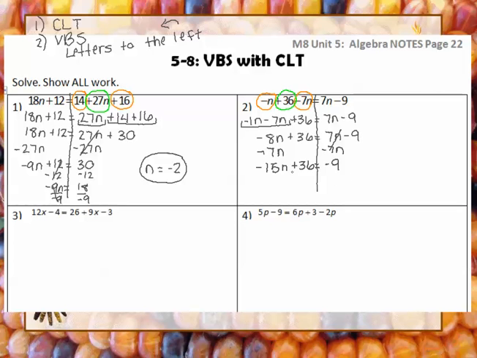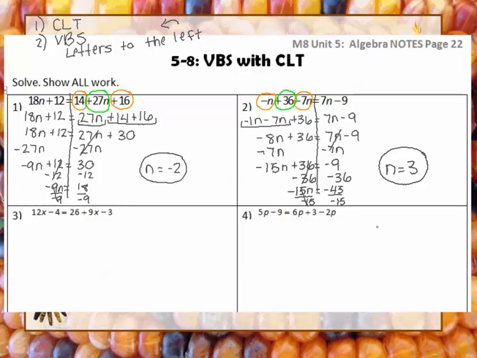Then I get my constant and I move it, because this is just a regular equation now. Minus 36, minus 36. I have now negative 15n equals, and negative 9 minus 36 gives me negative 45. Divide by negative 15 on both sides to get it away from the n, and I'm left with n equals 3. Okay, so there's your quick review of how to do variables on both sides with combining like terms.